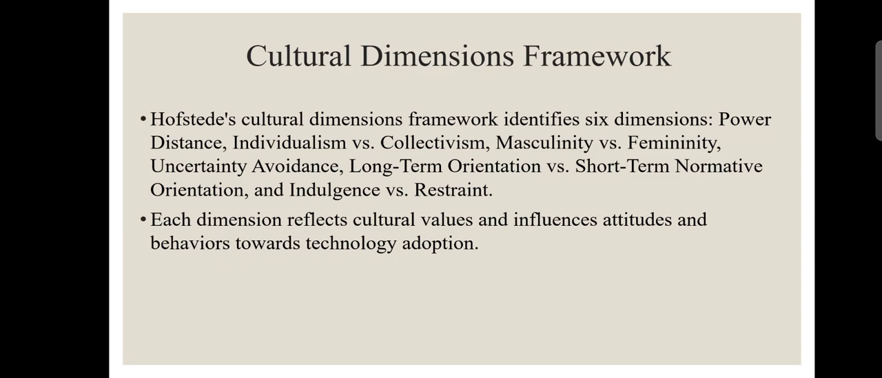Hofstede's Cultural Dimensions Framework identifies 6 dimensions such as power distance, individualism versus collectivism, masculinity versus femininity, uncertainty avoidance, long-term versus short-term normative orientation, and indulgence versus restraint. Each dimension reflects cultural values and influences attitudes and behaviors towards technology adoption.